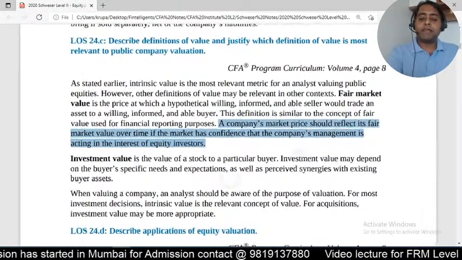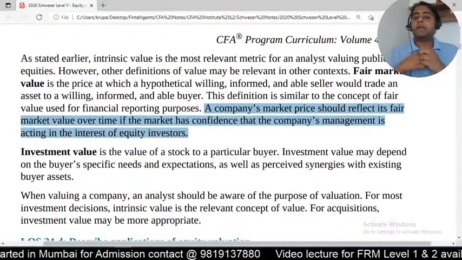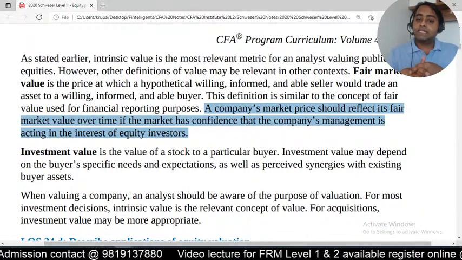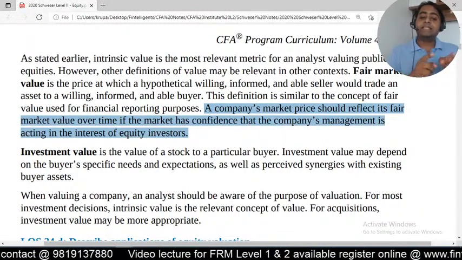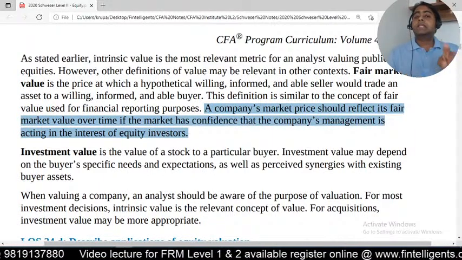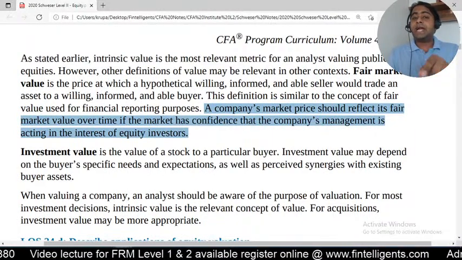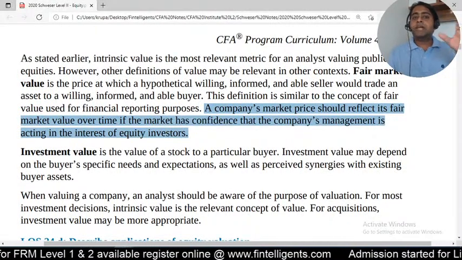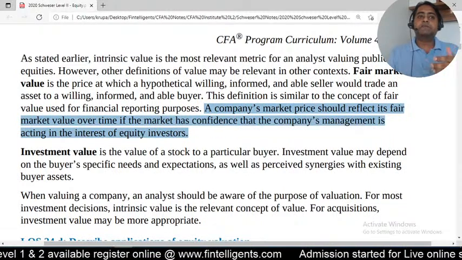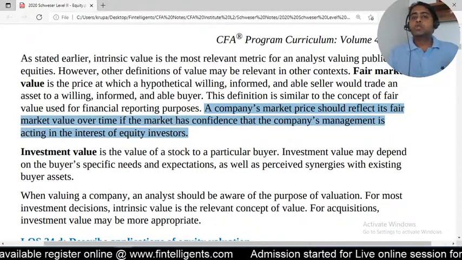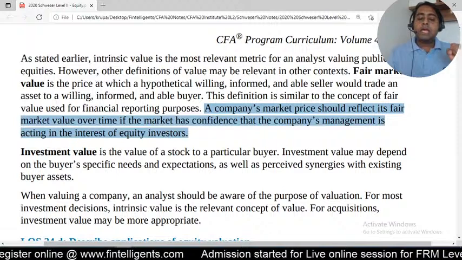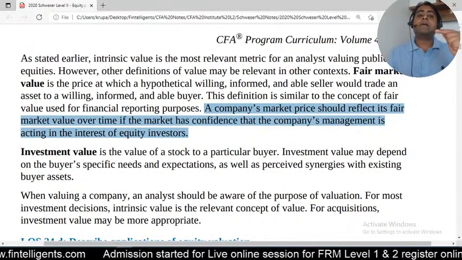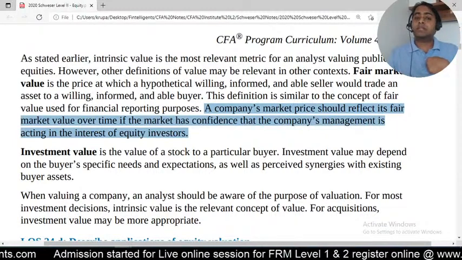Let us have a look at this paragraph. A company's market price should reflect its fair market price over time if the market has confidence that the company's management is acting in the interest of the equity investor. Now, why has this part been added? If I don't trust a particular company because the management is not transparent, or the management has made some previous mistakes, then whenever I want to purchase that asset, I would think twice, and instead of paying a normal fair price, I might pay a lower amount because I'm taking an extra risk.